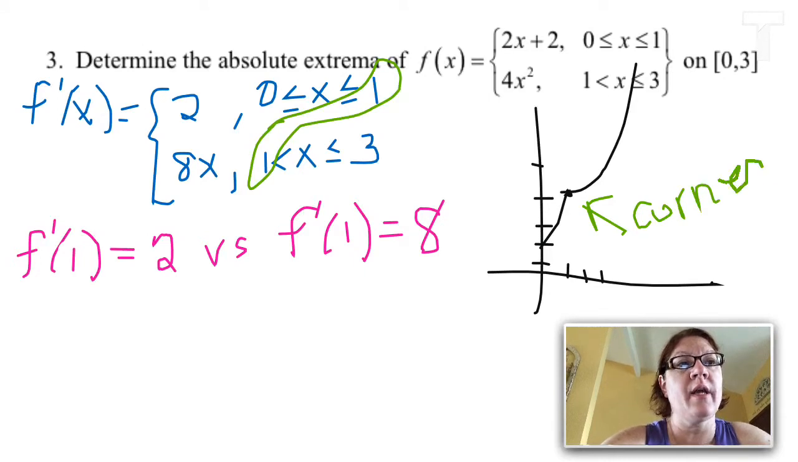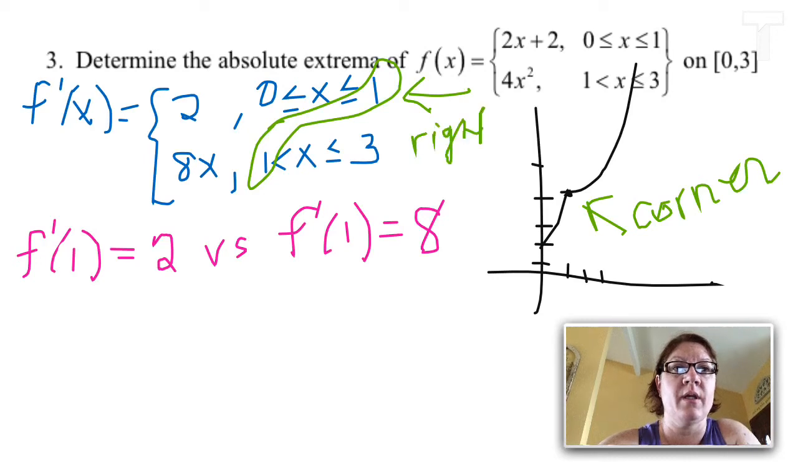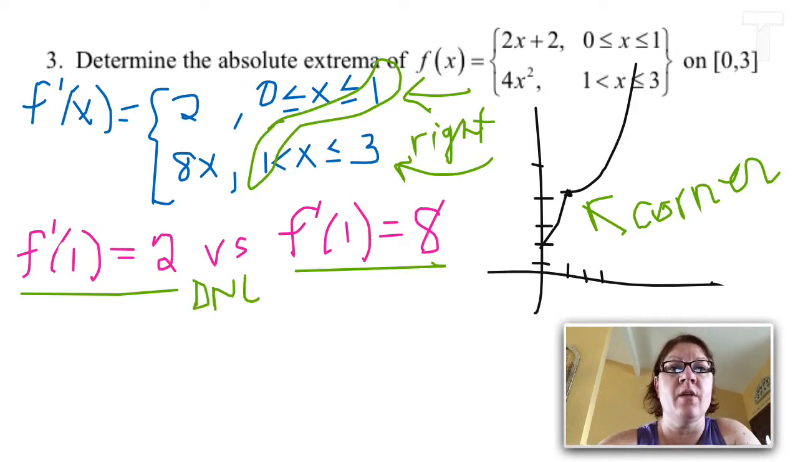And then if I look at what's happening to the derivative from the left, the derivative from the left would be the upper piece versus the derivative from the right would be the lower piece. And so I'm just going to plug in that 1 and see what happens. So the left piece, I get a slope of 2. The right piece, I get a slope of 8. So of course that does not exist because it's not the same. So, oh look, I have a slope that is undefined or does not exist.